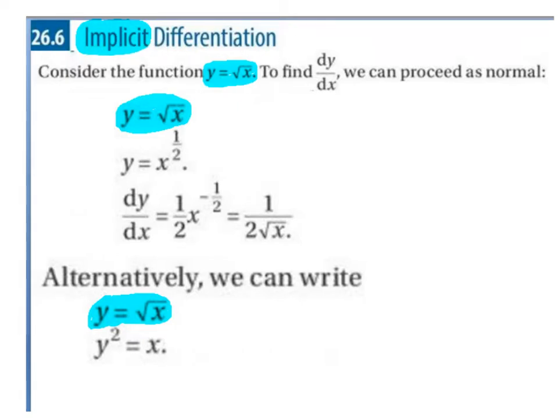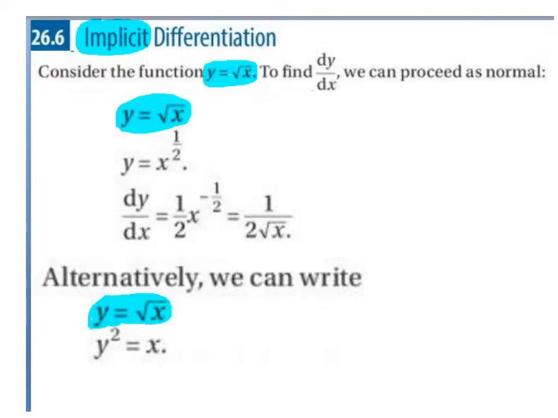Implicit differentiation. Consider the function y equals the square root of x. To find dy/dx, we can proceed as normal. So y equals the square root of x can be rewritten as y equals x to the power of a half. So dy/dx, the derivative, is going to be a half x to the power of minus a half, because we bring the power down in front and we reduce the power by 1. A half minus 1 is minus a half.